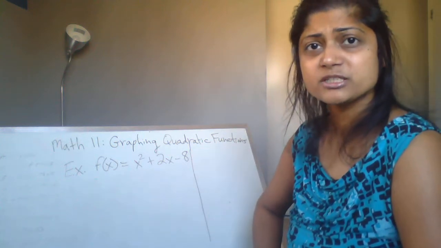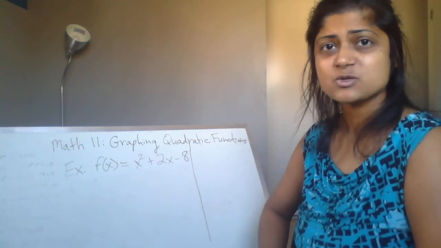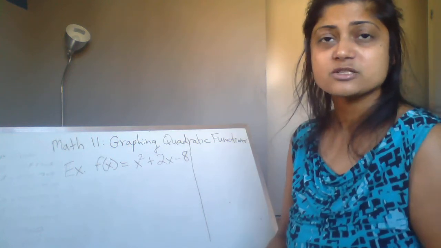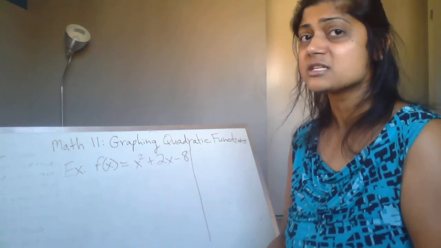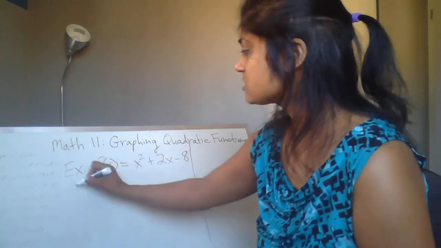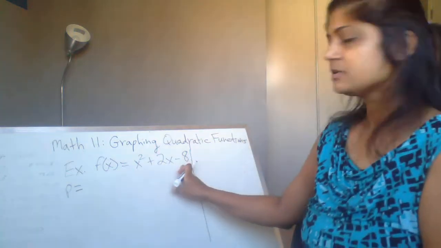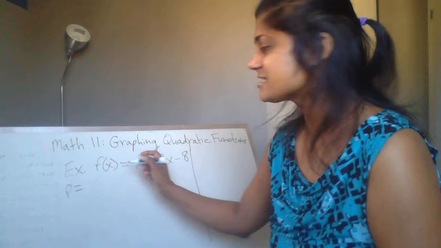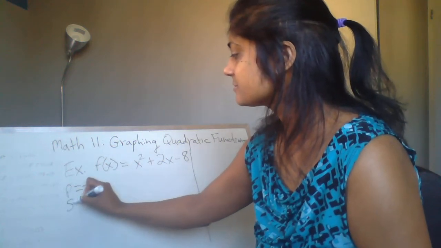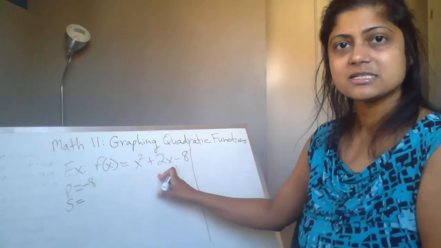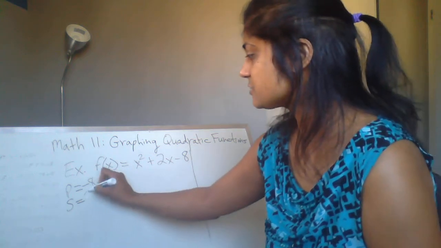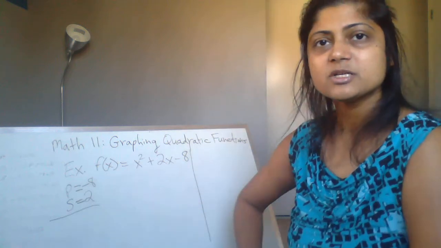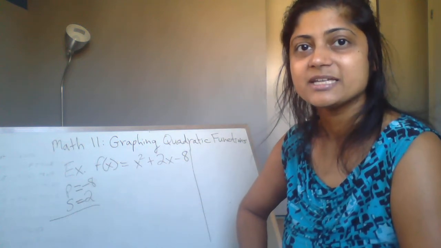I wrote down this function on the board. It's f of x equals x squared plus 2x minus 8. Okay, so the first step is just going to be factoring this quadratic expression. So I'm going to write down the product here, which is this last number. The product has to be equal to negative 8, and the sum is equal to this middle number here, which is positive 2. So we're looking for two numbers.